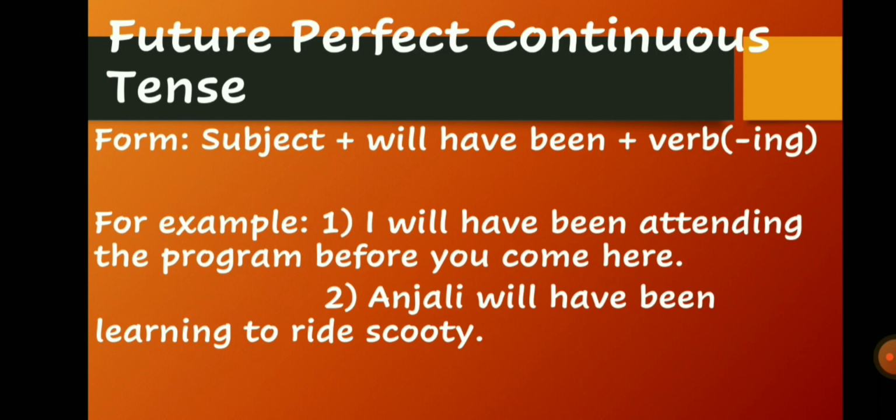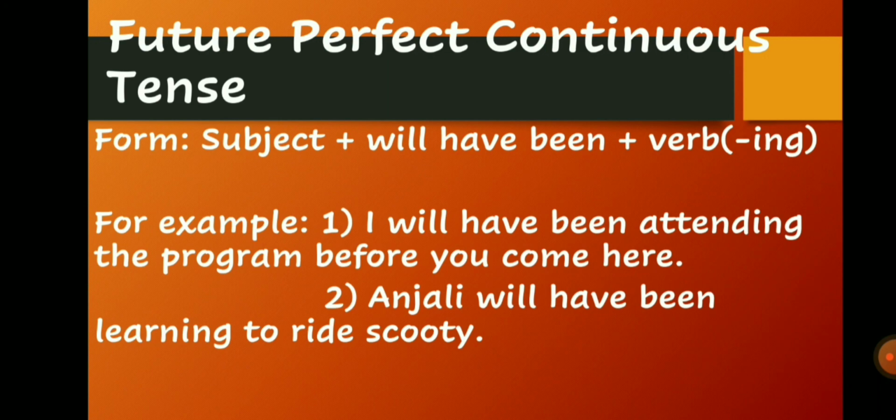In this example, we can see that I is a subject. Will have been attending is a future perfect continuous tense as it refers to ongoing action in the future. We are talking about the action which is happening in the future. Second example, Anjali will have been learning to ride scooty. Here we can see that Anjali is a subject. Will have been learning is a future perfect continuous tense as it shows the ongoing action in the future.